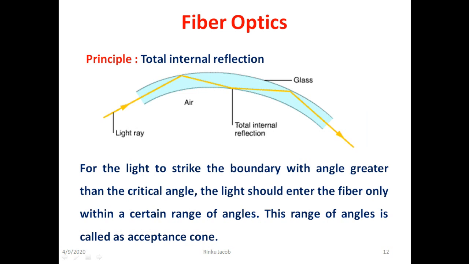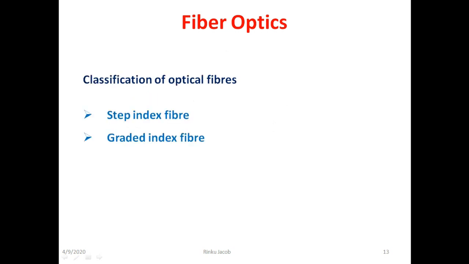The light travels through the fiber core, bouncing back and forth off the boundary between the core and the cladding. But for the light to strike the boundary with an angle greater than the critical angle, the light should enter the fiber only within a certain range of angles, so that the light can travel through the fiber without any leakage. This range of angles is called the acceptance cone. This will be discussed in detail later. Now we classify the optical fibers into two types. One is step index fiber and the other is graded index fiber.